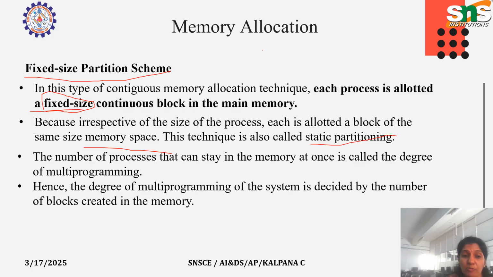Here, the number of processes that can stay in the memory at once is called the degree of multiprogramming. It is based on the blocks available in the main memory. Hence, the degree of multiprogramming of the system is decided by the number of blocks created in the main memory. Based on the blocks you have in main memory, we can decide the degree of multiprogramming.